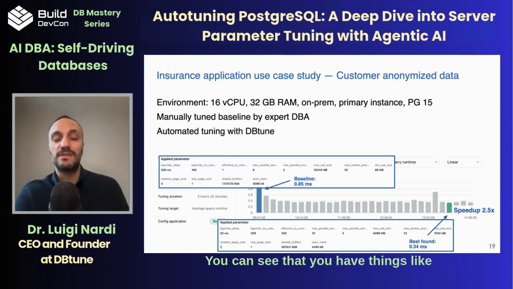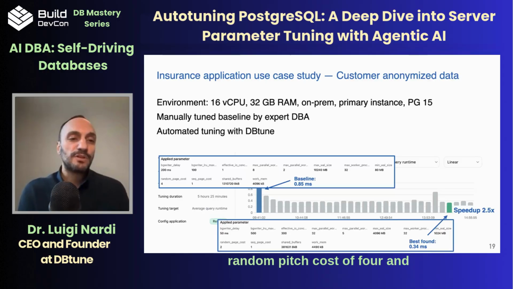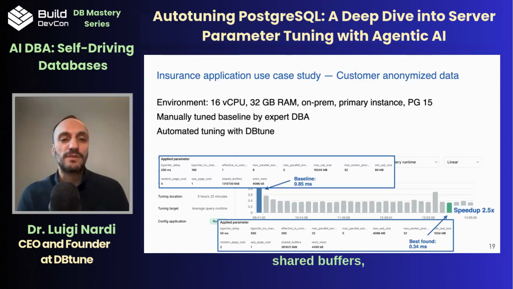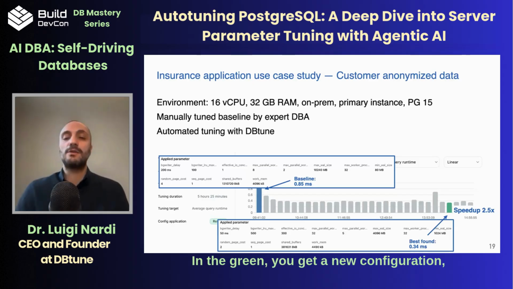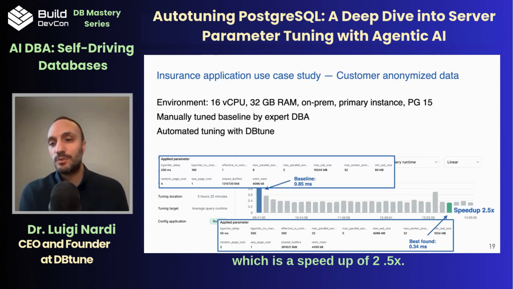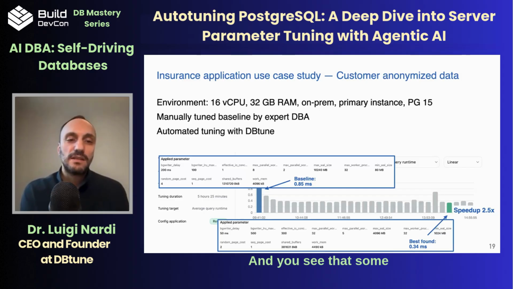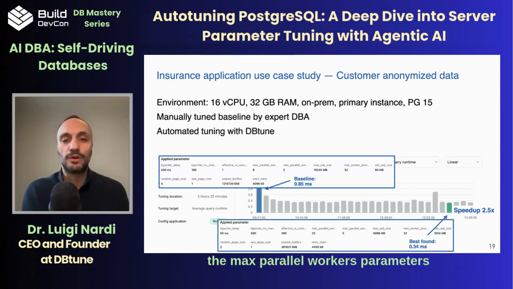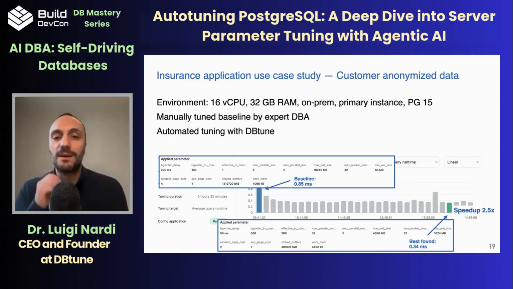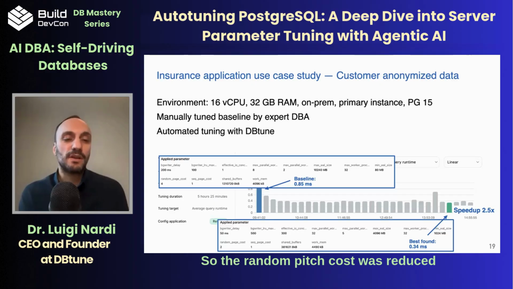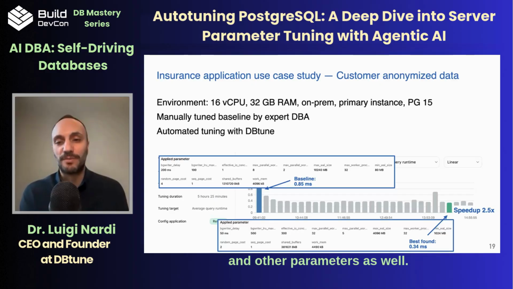It's 0.85 milliseconds. You can see that you have things like random page cost of 4 and shared buffers, work_mem, and all these other parameters. And then you get a speed up, in the green, you get a new configuration, which is a speed up of 2.5x. And you see that some of the parameters have been changed. For example, the max parallel workers parameters have been increased. Both of them, both the max parallel workers and the max parallel workers per gather. So the random page cost was reduced, and other parameters as well.